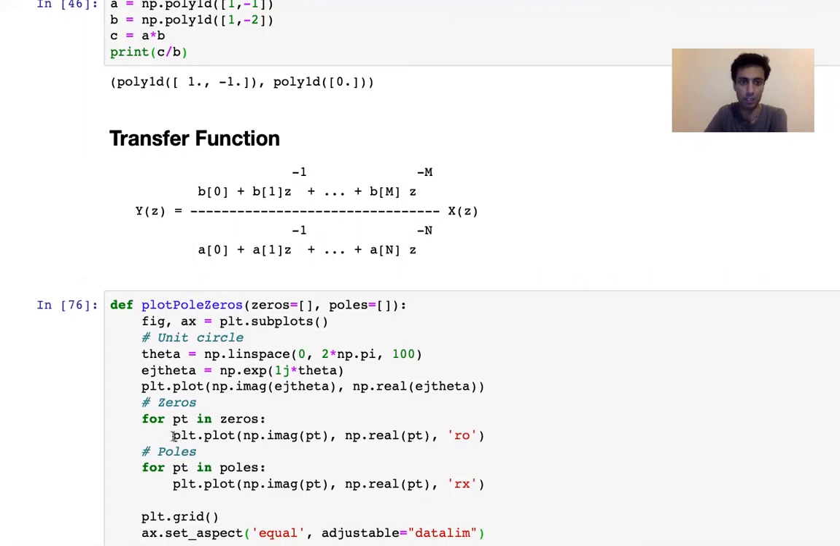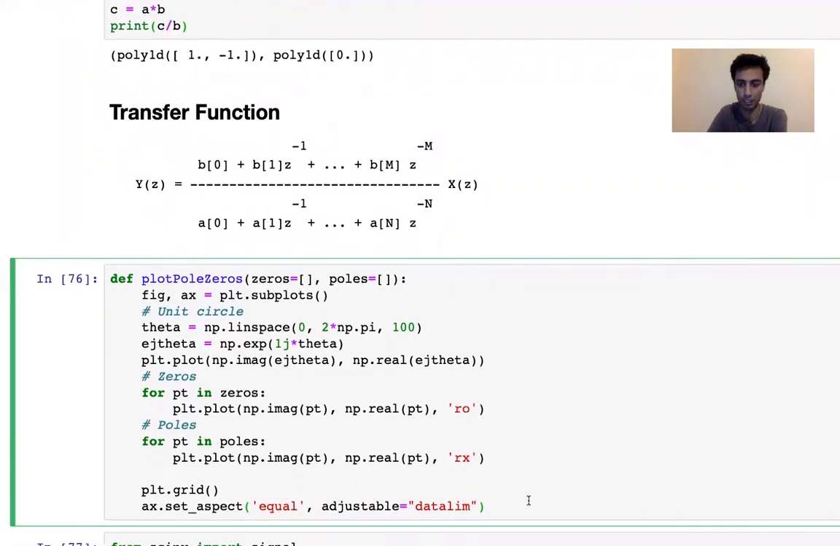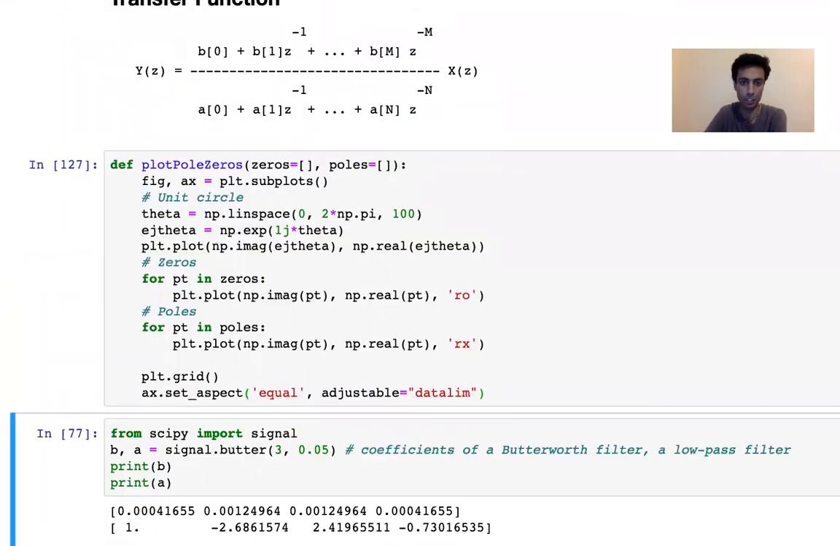So simply I put a circle wherever zero is required, and I put a cross wherever the pole is required. That's it. If I run it, it will run.